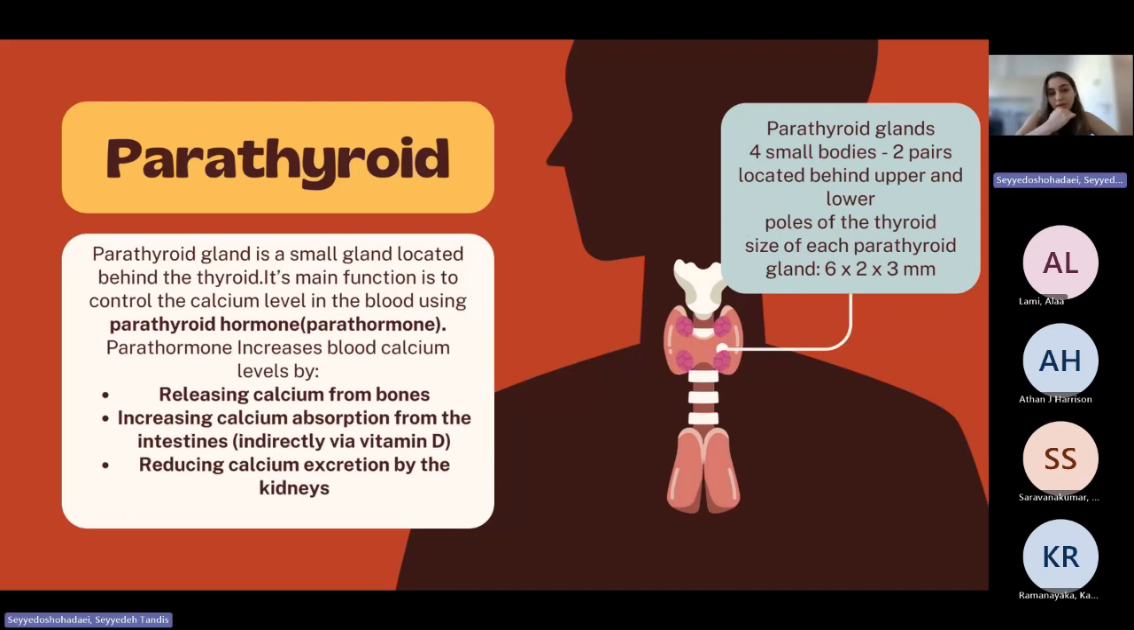Okay, I'll explain parathyroid here. The parathyroid gland is a small gland located behind the thyroid, and its main function is to control the calcium level in the blood. The hormone that it produces is parathyroid hormone, or parathormone, and it is responsible for increasing blood calcium level by releasing calcium from the bones, increasing calcium absorption from the intestine, and reducing calcium excretion by the kidneys.